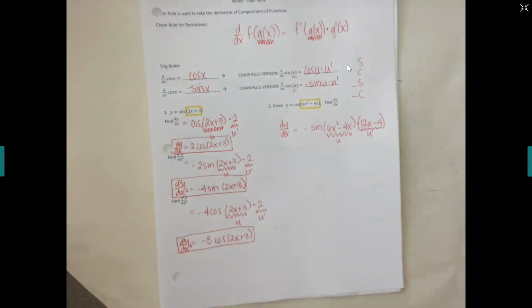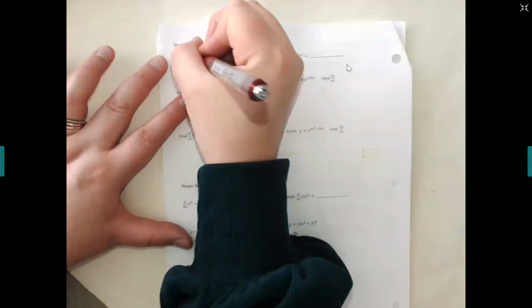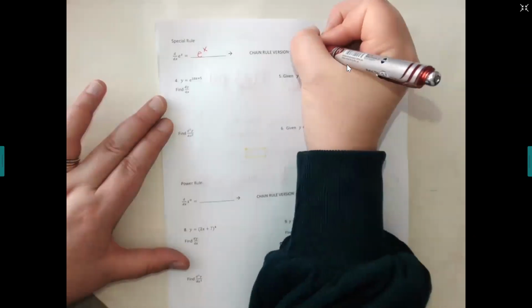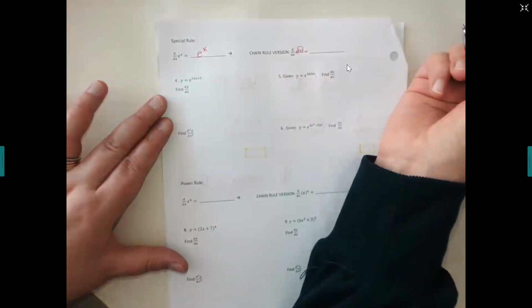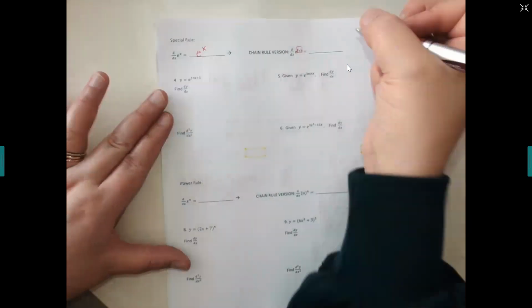Taking a look at the back, we now have our e to the x. So remember that the derivative of e to the x is e to the x again. But what if it's not just an x? What if your exponent is u, where u is essentially x stuff, but it's not just an x by itself? Then your derivative would be e to the u times u prime.